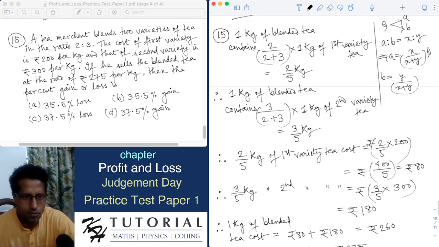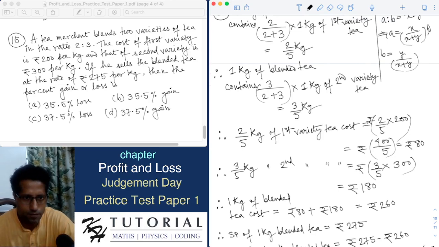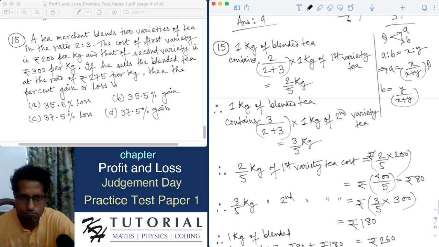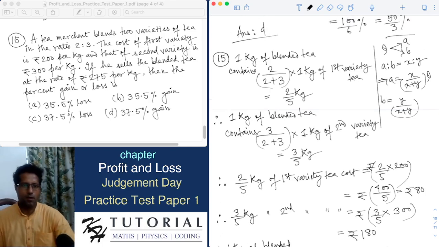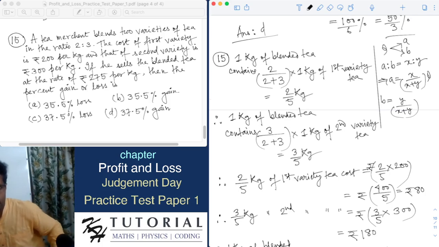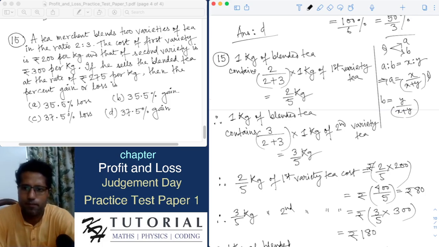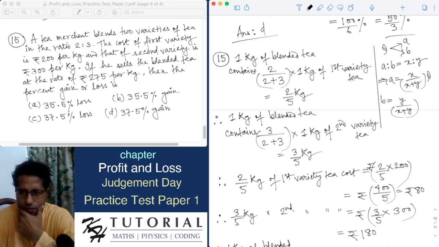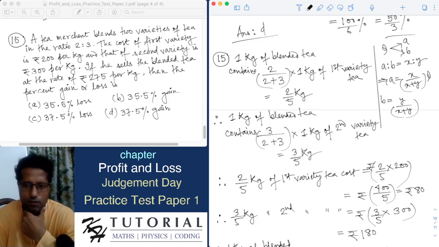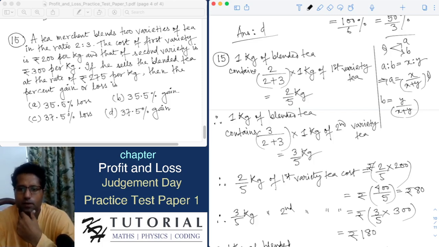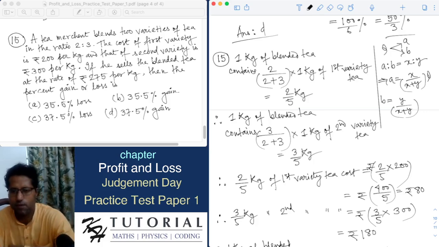The choices are 35.5 and 37.5. Let me see once again if I did it correctly or not. The ratio of the two varieties of tea is given to be 2:3. So we can say that 1 kg of the blended tea will contain the first variety of tea as 2 by 5 into 1 kg, that is 2 by 5 kg. And 1 kg of blended tea will contain the second variety as 3 by 5 into 1 kg, that is 3 by 5 kg.